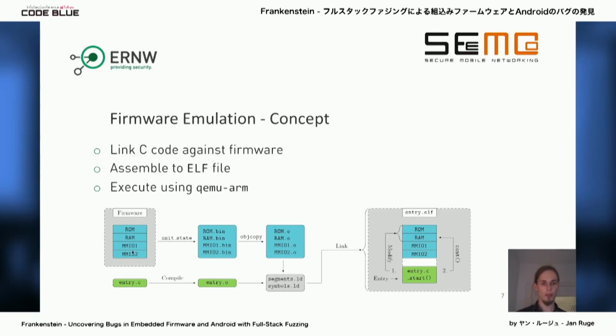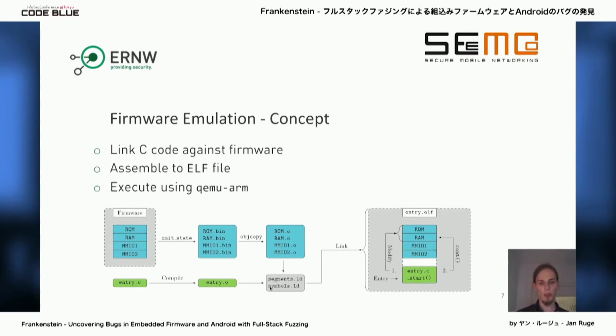So on the left we have the firmware with all the memory regions, and we call xmit state and end up with several binary dumps of those memory regions. And those are then converted into object files, so they can be passed to a linker. And then we have our C code that we write. We compile it also, and then we link this all together to an ELF file. For this, we have two linker scripts.